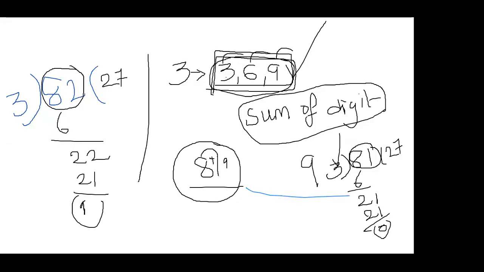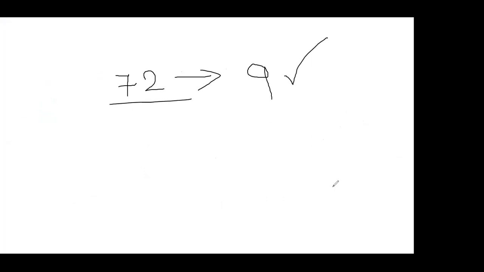Now, the next, see. For example, I am giving the number 72. Is it divisible in 3 table? How to do that? Just 7 plus 2, 9. Is 9 divisible in 3 table or not? Yes. So this number is divisible in 3 table.